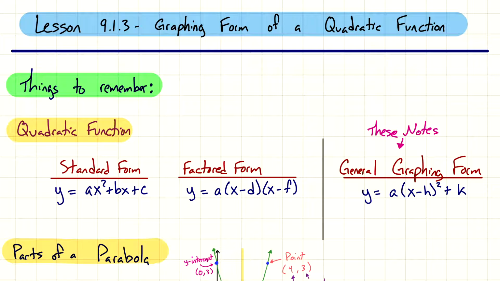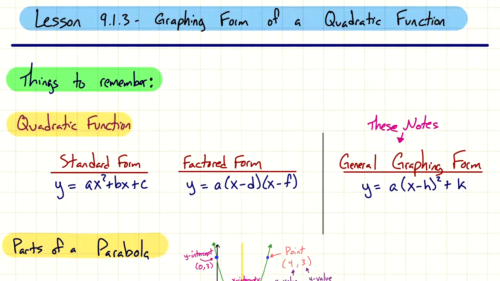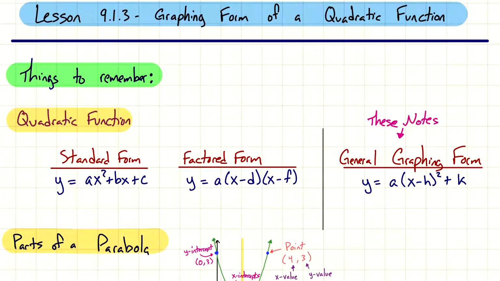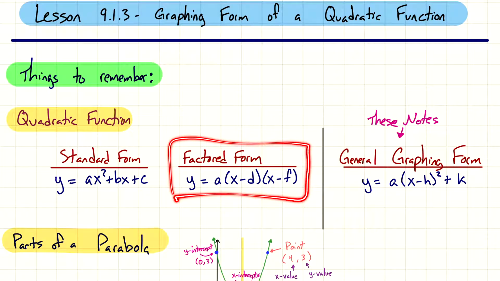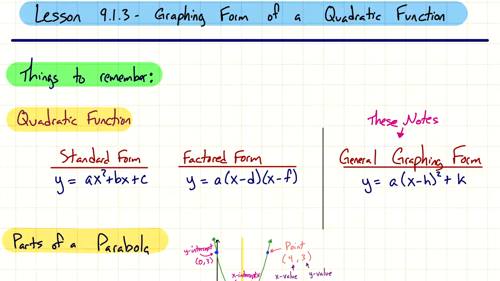Reminder of some of the other forms that we talked about before. We have our standard form, which we will talk a little bit about today. Factor form is also useful. I mentioned it to find x-intercepts, so definitely that'll end up coming back. We'll be utilizing that. And then graphing form is what we're going to be talking more specifically about in these notes.